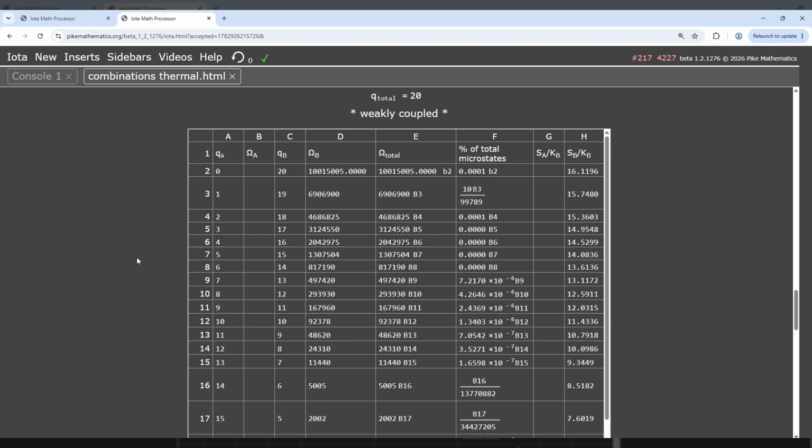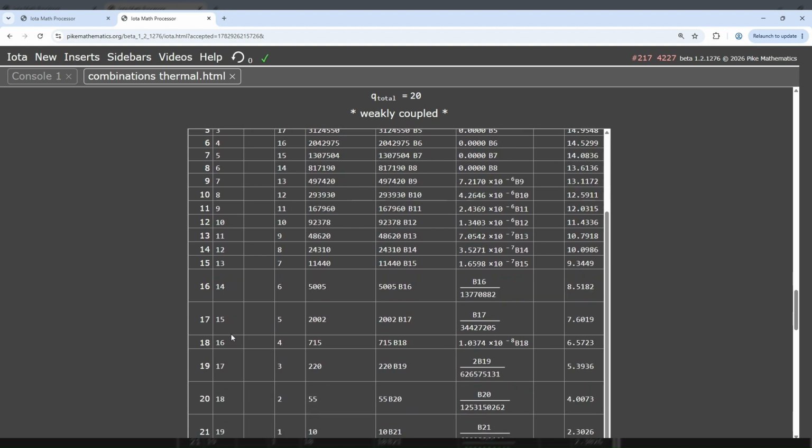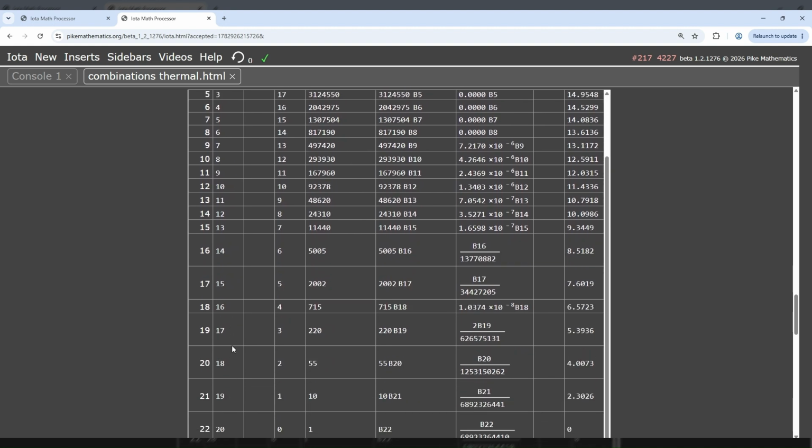As you can see, I've already done quite a bit of work in it because I didn't want to spend the whole video creating a table, but we will do some portions of this together. The first thing we want to look at is solid A. These are the different energy scenarios for solid A. We start off with no energy in solid A, and then we go all the way down to all 20 energy units in solid A.